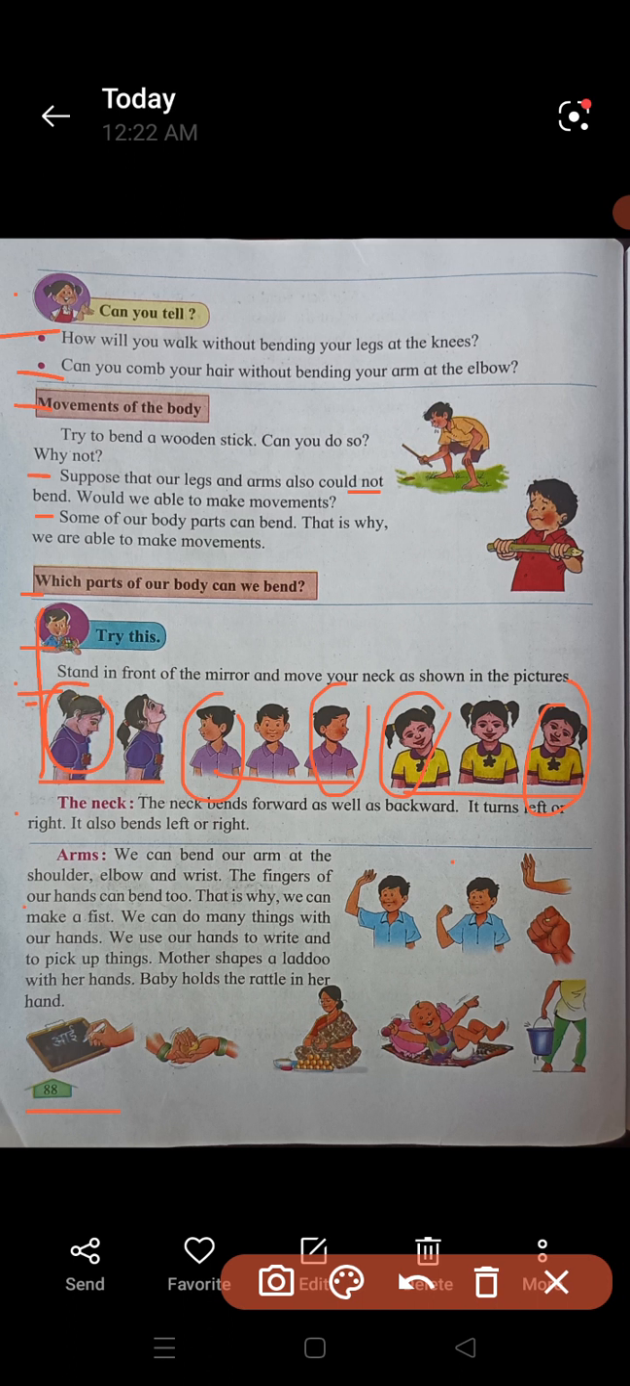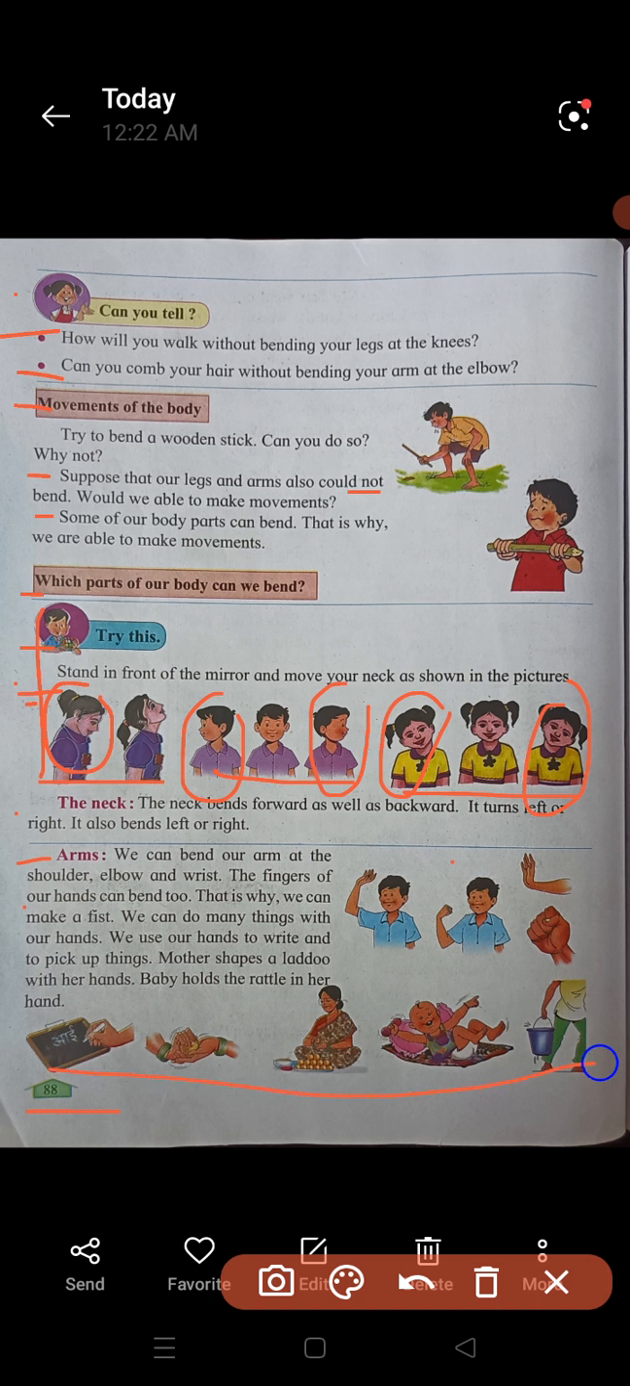Now there is one more part we have here which can be bent. We have the arms. So first we'll do the reading. We can bend our arms at the shoulder, elbow and wrist. The fingers of our hands can be bent too. That is why we can make a fist. We can do many things with our hands. We use our hands to write and to pick up things. Mother shapes a laddu with her hands. Baby holds the rattle in her hand.